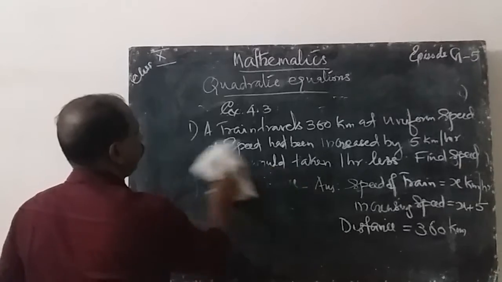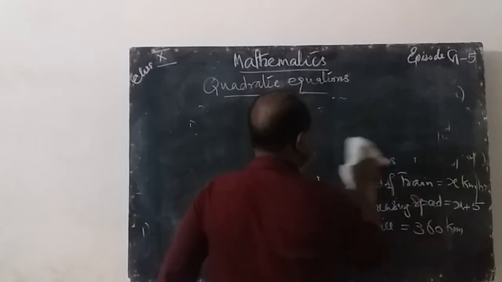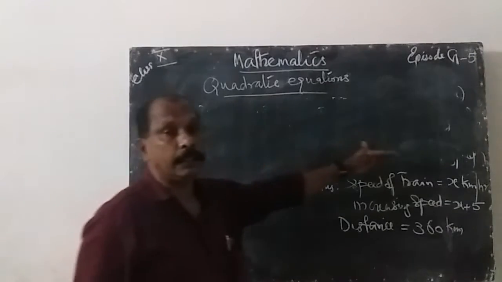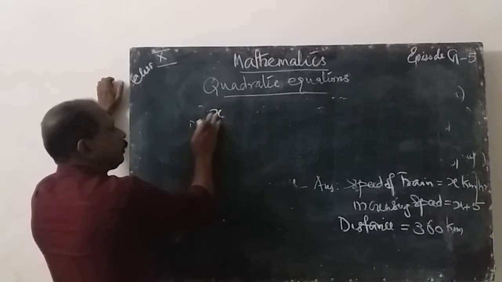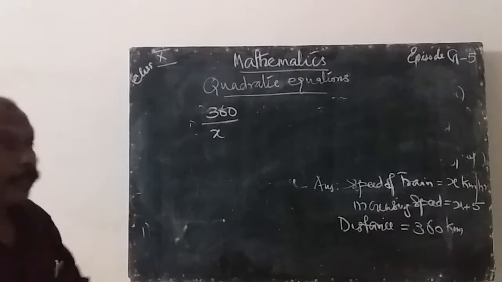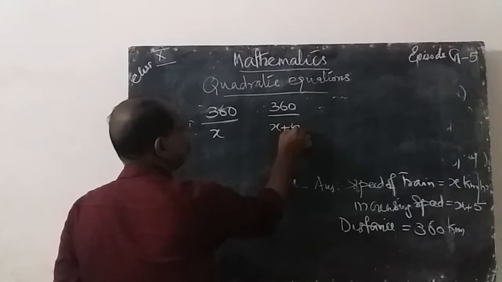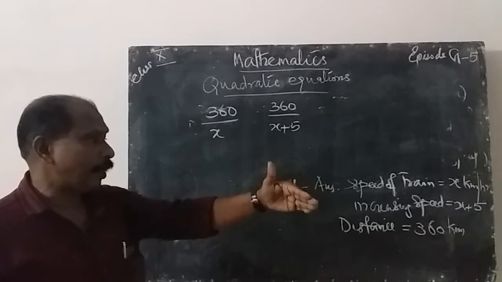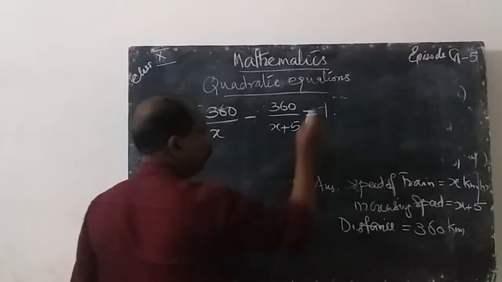Then using the formula, time is equal to distance by speed. Time for the first is greater than for the second. Therefore, time for the first is 360 by x. Time for the second is 360 by x plus 5. This is the larger time, this is the smaller time. One hour less means the difference between these two is equal to 1. We get an equation.